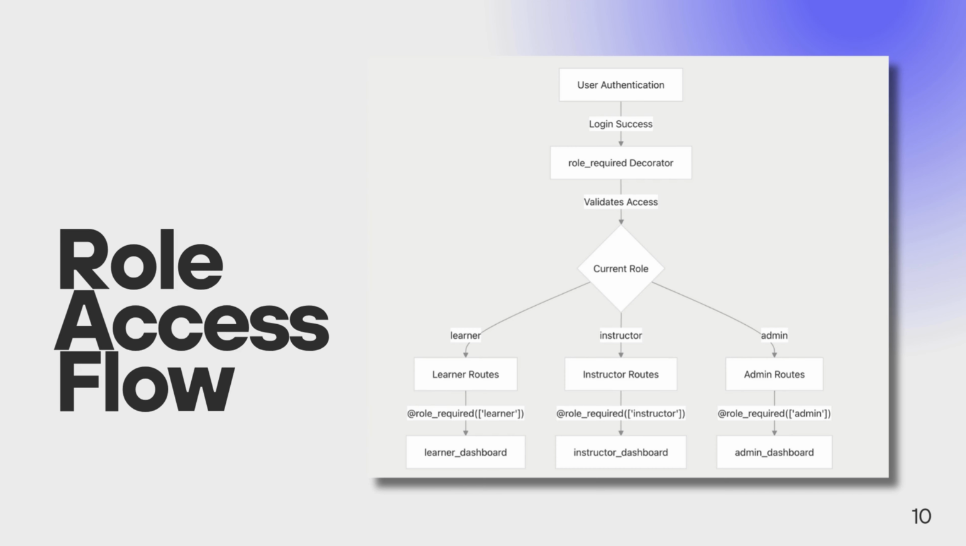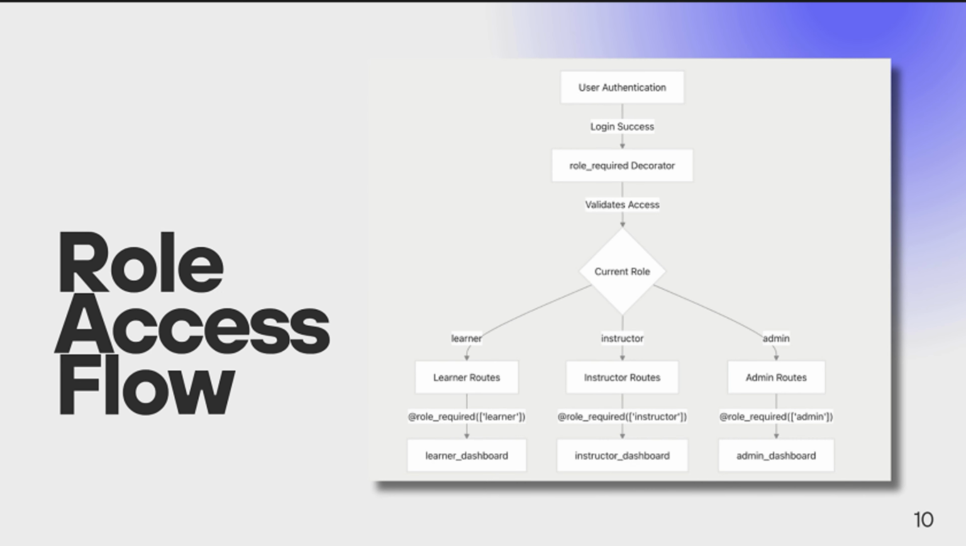Once authenticated, role-based access control implemented with Flask decorators like @login_required and @role_required ensures users can only access appropriate sections and features. Furthermore, all database queries originating from our Python code are parameterized to prevent SQL injection vulnerabilities.